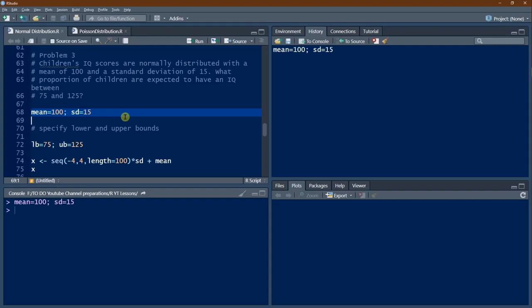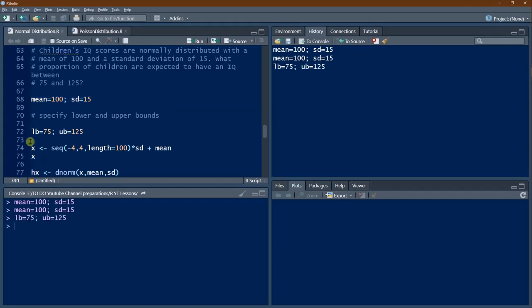Let's define these parameters, mean and standard deviation, and a lower bound and upper bound which is given in the problem, 75 and 125. Now we will create x and y values. X values I am going to create using sequence -4 to +4, length is 100. That means I want a sequence of 100 numbers between -4 to +4, and that multiplied by the standard deviation plus mean. Here you can intuitively understand we are generally finding the area between 1 sigma distance from mean, that is SD plus mean, and minus SD plus mean. So that means on either side of mean we are getting this area.